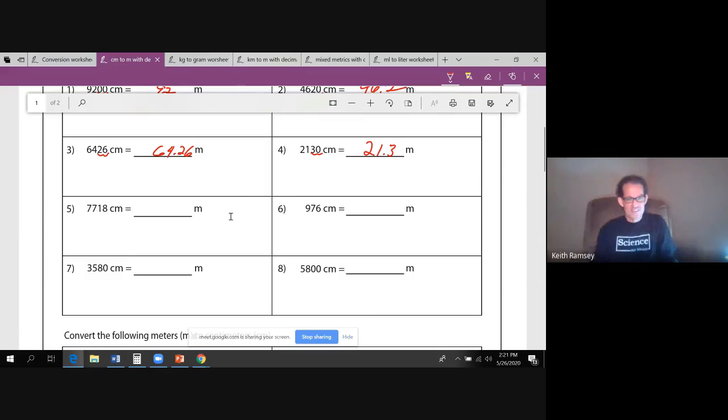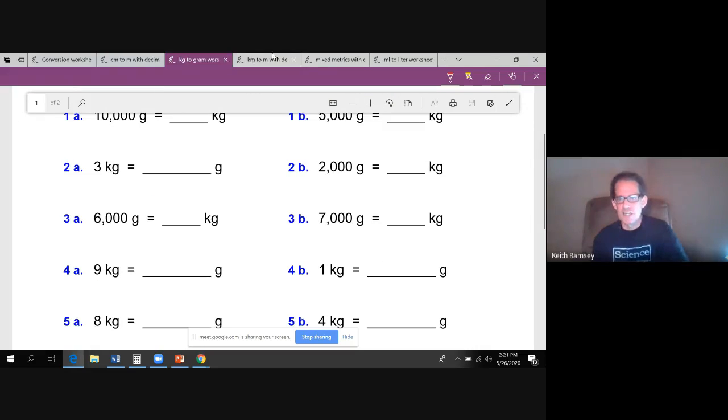Okay, hopefully that was enough time to move that decimal. So this would be 77.18. I'm going to move my decimal 2 steps. So this is 9.76. 2 steps. So this would be 35.8 meters. Or you could add a 0 after that. It doesn't matter. It's still 8/10. I'm going to move my decimal 2 steps. This becomes 58 meters.